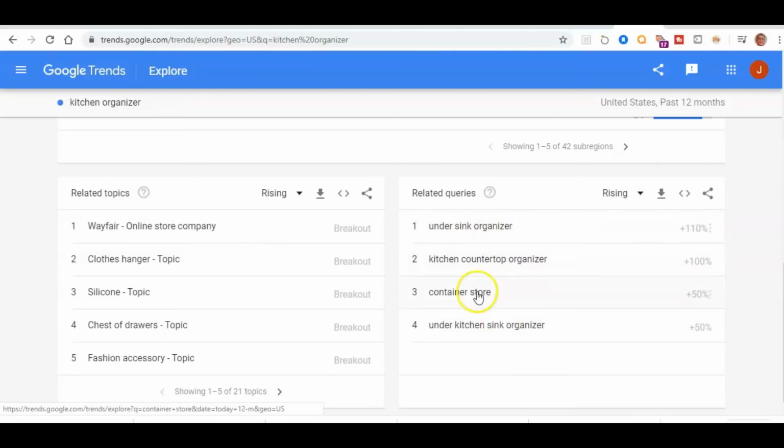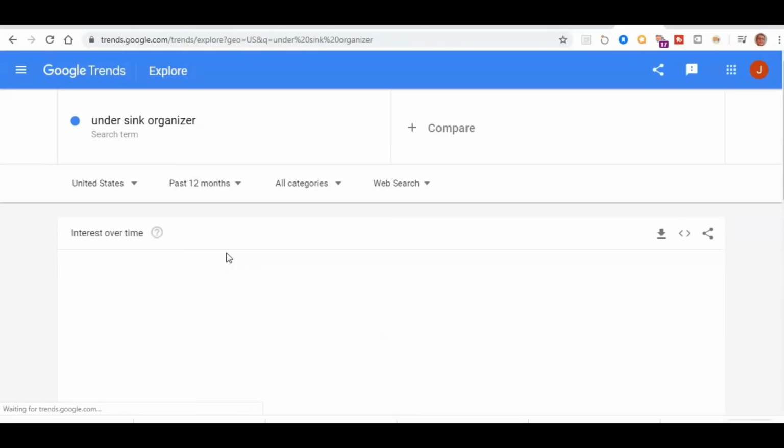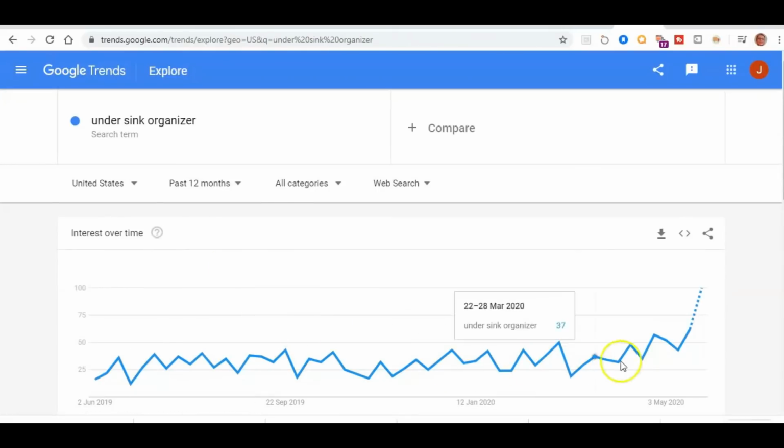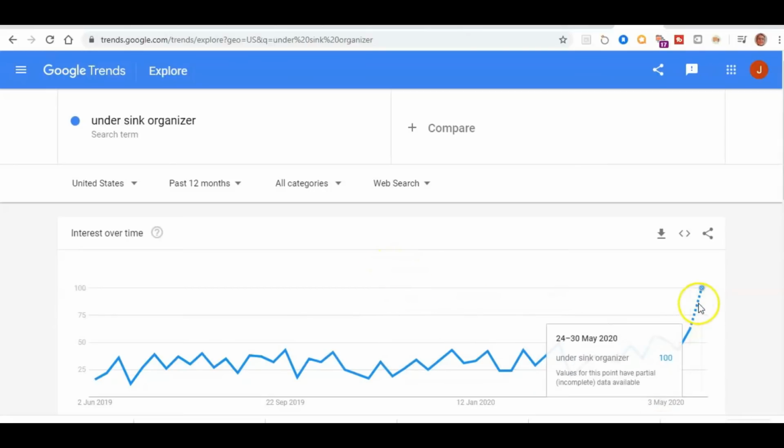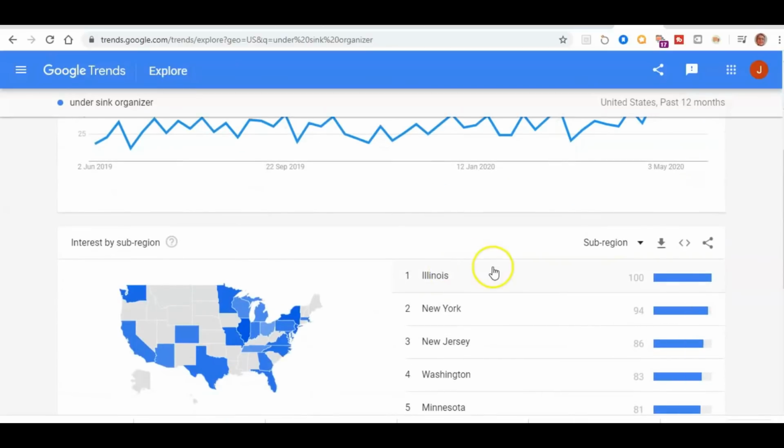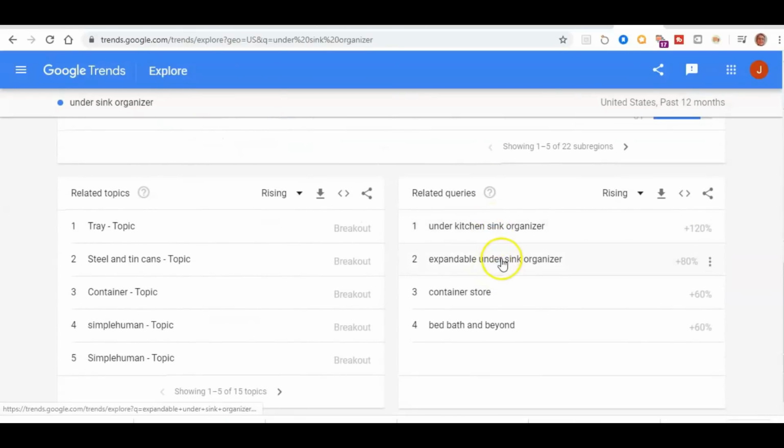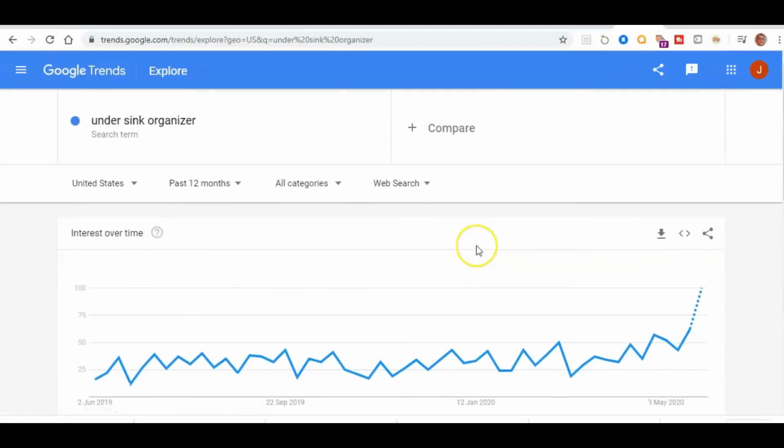I like Undersink organizers. Okay, that seems like that's getting a lot of attention. So if we go and see what it says here. Okay, wow. So that has been fairly steady, not particularly up here in terms of the number of queries and searches, but it is going up. If that trend continues, it's expected to go up. So that is very interesting. Expandable under kitchen sink organizer.